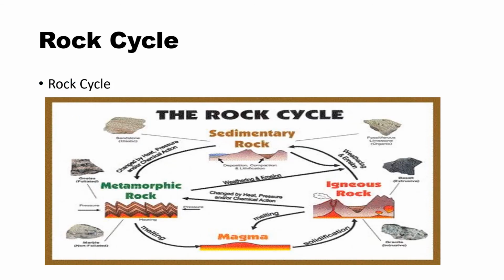Here you can see the rock cycle. The first is the igneous rock. You can see magma. Magma solidifies and later weathering and erosion transports the rocks into rivers, into water bodies. Then you can see from that, sedimentary rocks due to high pressure and temperature change into metamorphic rocks.